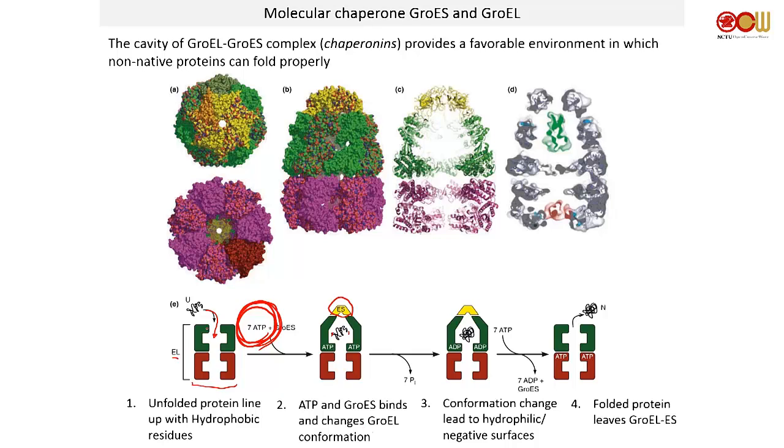GroEL changes shape. Initially it's a bracket, now it's like an ugly bracket. And then this shape change will cause the hydrophilic residues to be exposed. So then that's going to change the interaction between your protein and the molecular chaperone. After it's folded, then your folded protein can then leave the molecular chaperone. Okay, so actually this is overly simplified, okay, by the way.